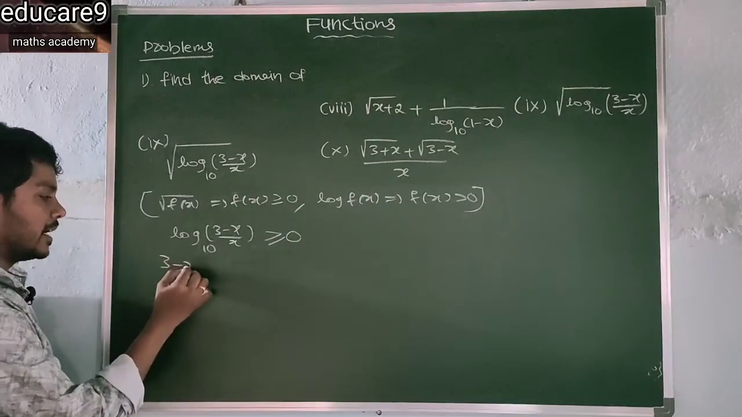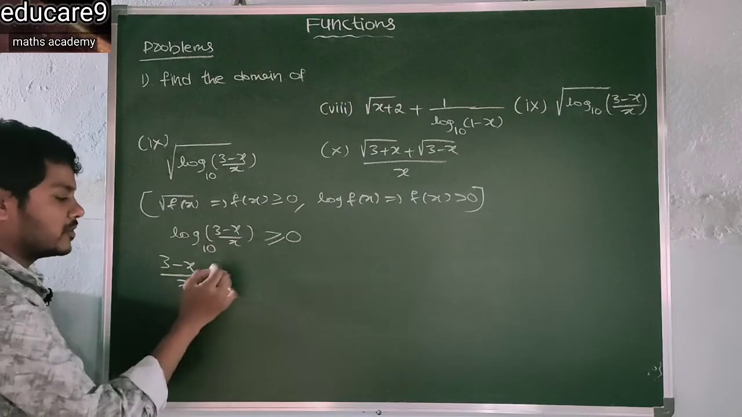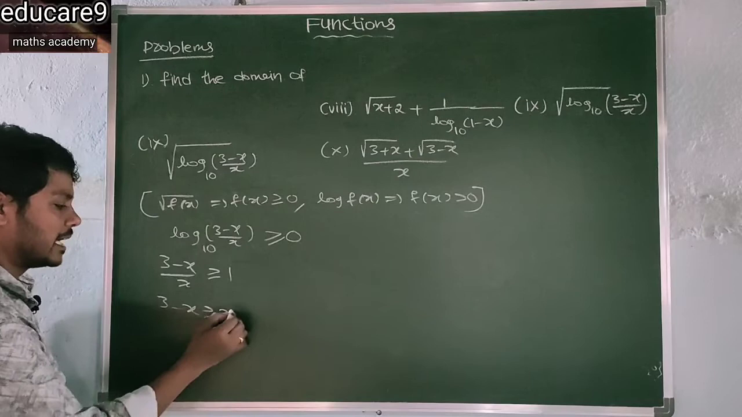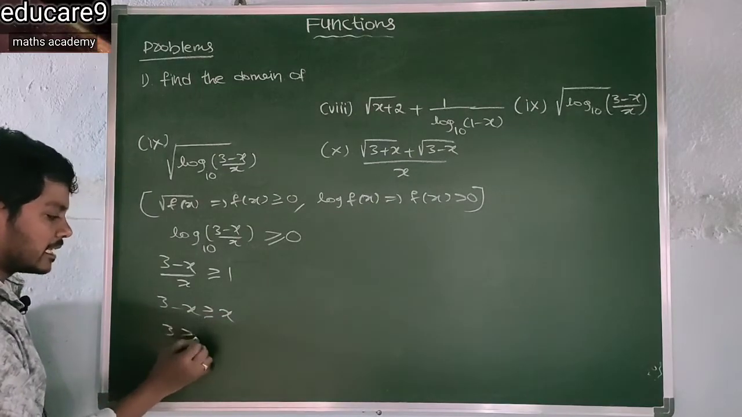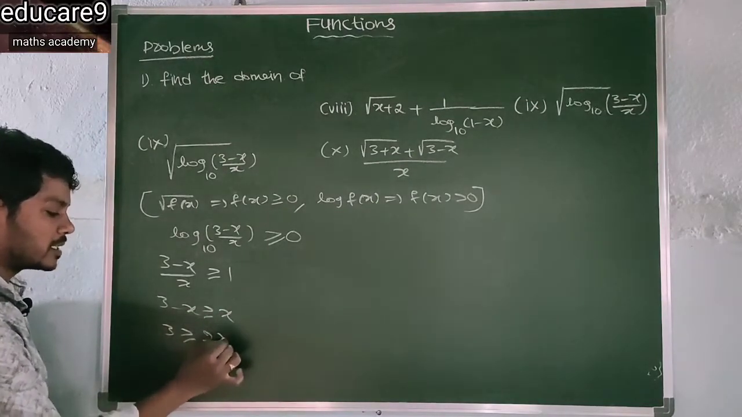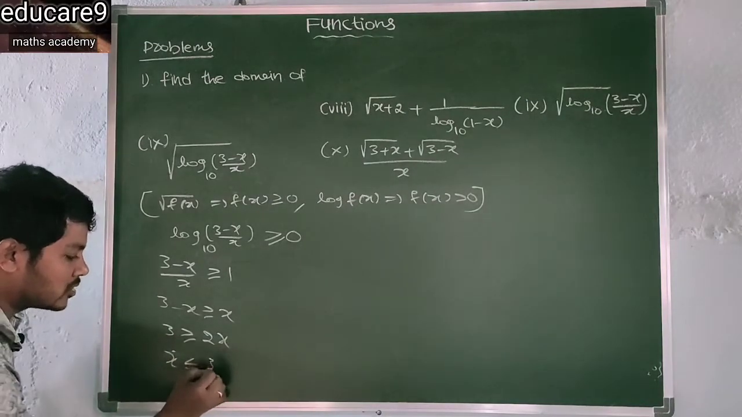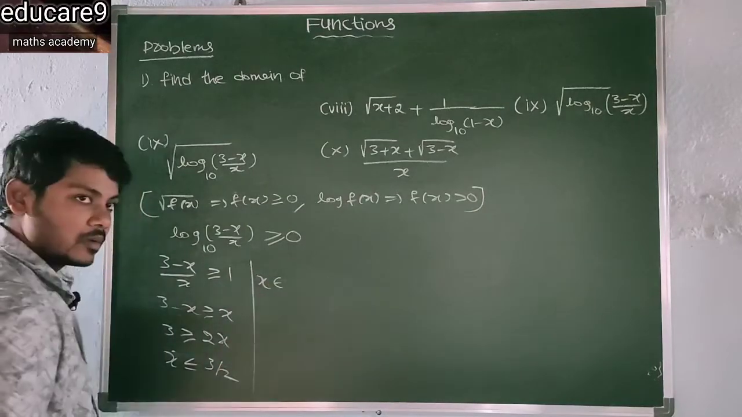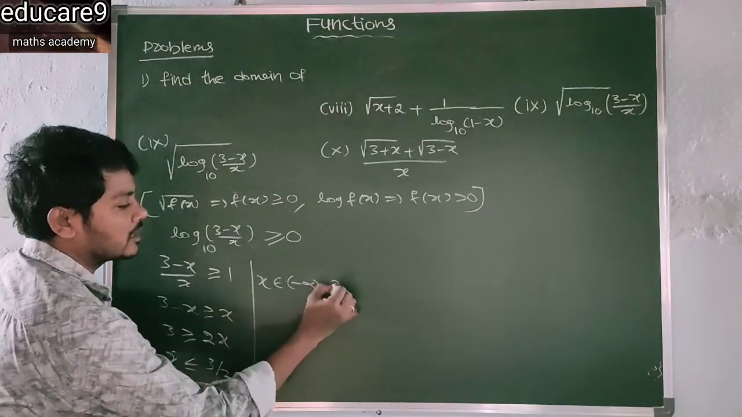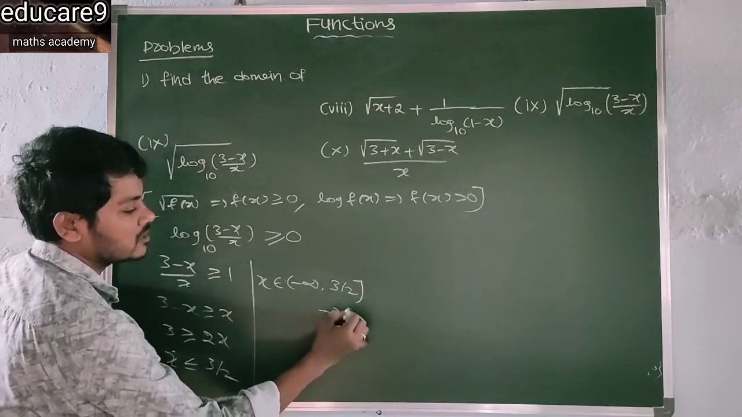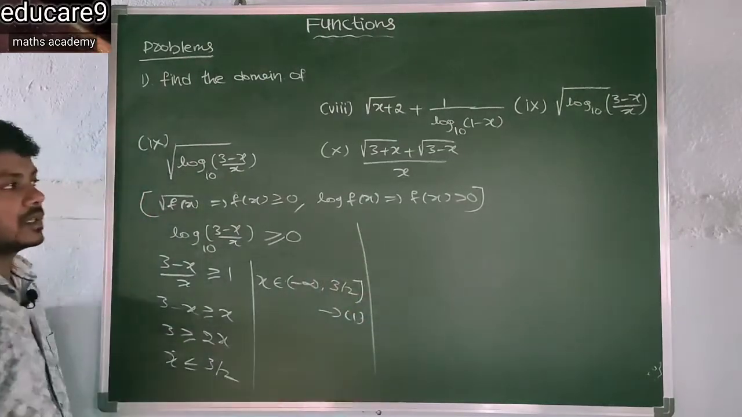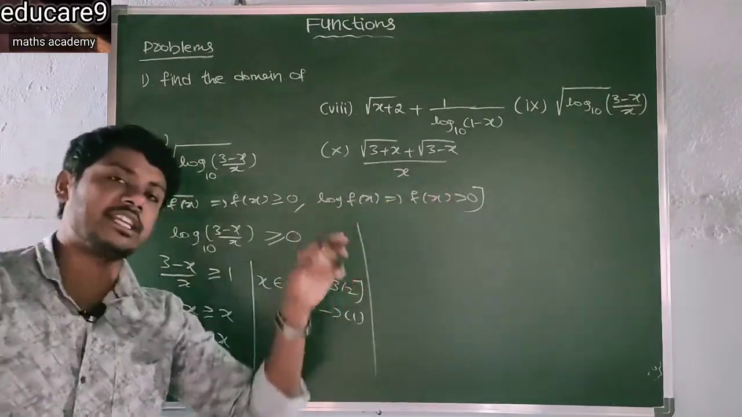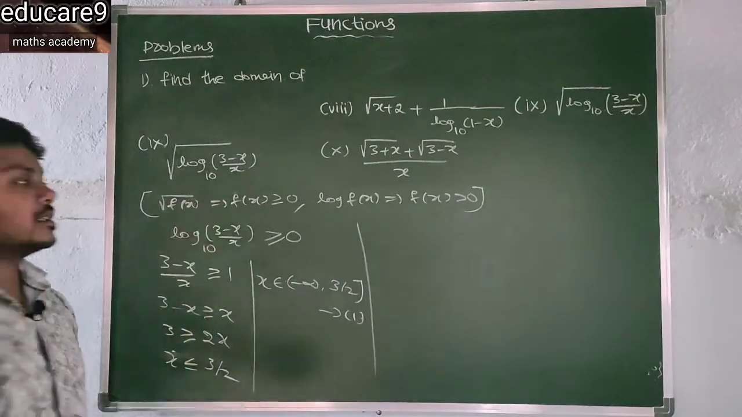So clearly (3 minus x) by x is greater than or equal to 10 to the power of 0, which is 1. Now this is 3 minus x is greater than or equal to x. 3 is greater than or equal to x plus x, 2x. x is less than or equal to 3 by 2. Therefore x belongs to minus infinity comma 3 by 2 closed. This is the first one. And for the second one, we have to apply log f of x, that is f of x is greater than 0. So what is f of x?